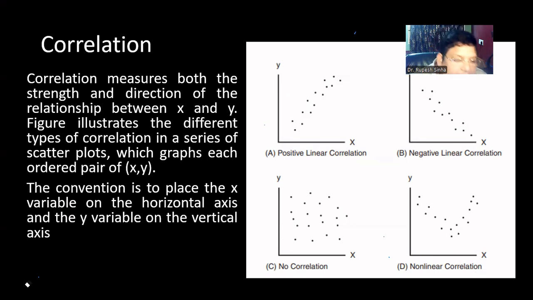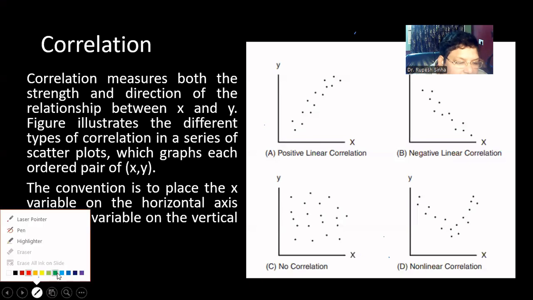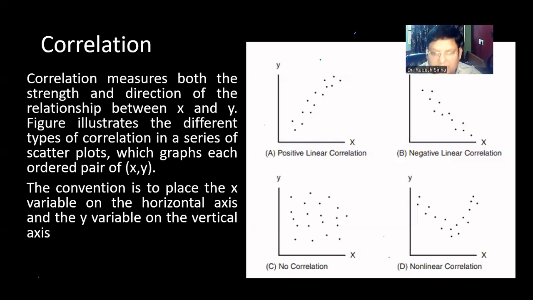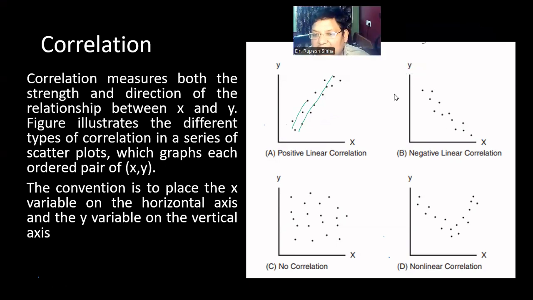Let me take the pointer. When x is increasing, y is also increasing, and you can see the graph goes something like this side. So this is positive correlation. If you check another one, this is negative correlation. In this one, all the variables are going here and there, so no correlation, and this is known as non-linear correlation. So at the beginning, we check by scatter plot.